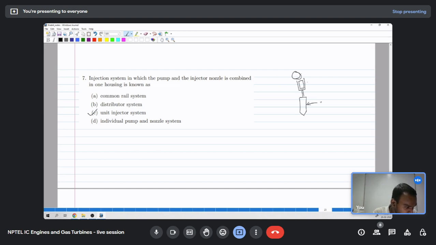So this is the injector, cam, plunger. All these are put in the same casing, and then the injector injects the fuel into the cylinder. This is called a unit injection system.